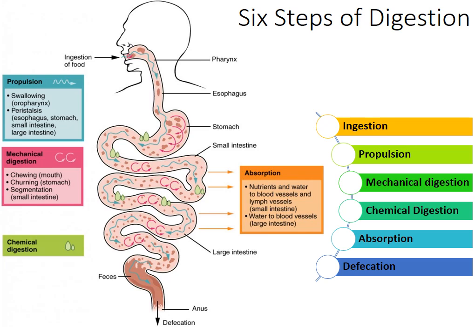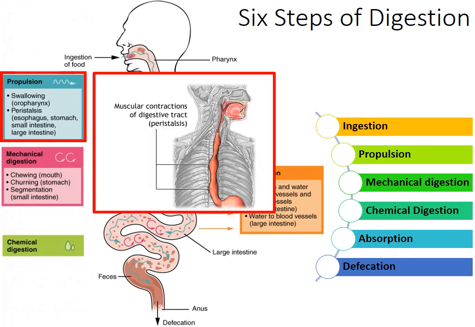Next we will study the 6 steps of digestive process, namely ingestion, propulsion, mechanical digestion, chemical digestion, absorption and defecation. Ingestion is nothing but taking food in mouth. Propulsion is movement of food through gastrointestinal tract. It includes swallowing and peristalsis. Peristalsis is involuntary movements of the longitudinal and circular muscles that occur in progressive wave-like contractions. Peristaltic waves occur in the esophagus, stomach and the intestines.